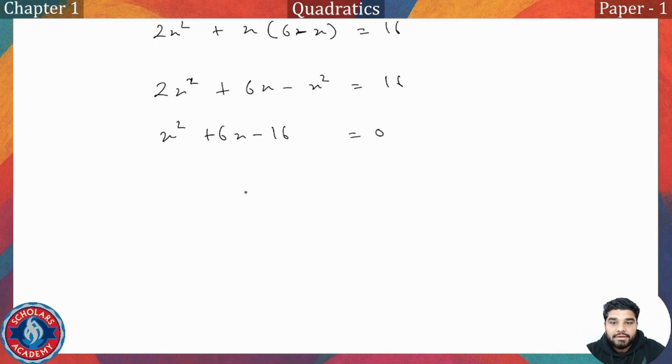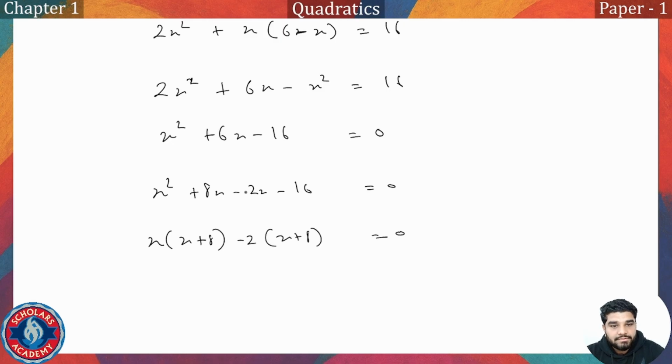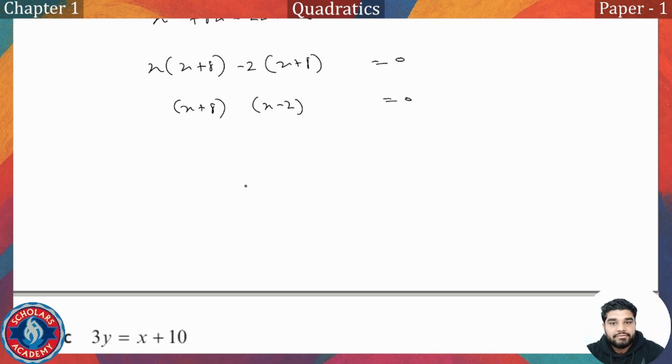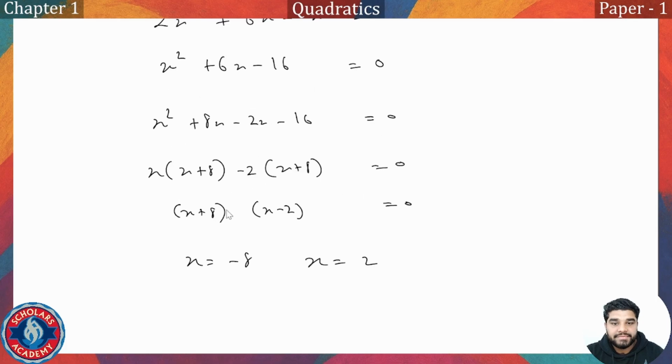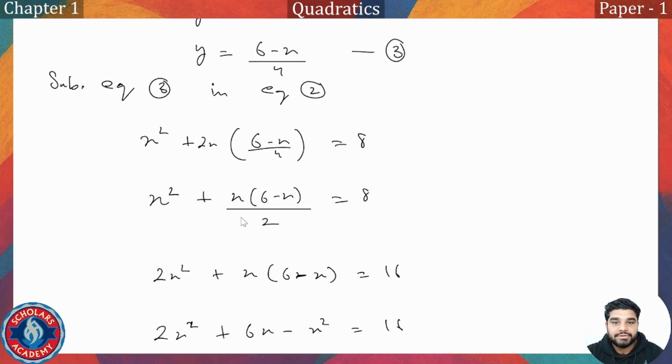So I can also factorize this. x square plus 8x minus 2x minus 16 is equal to 0. x times (x plus 8) minus 2 times (x plus 8) is equal to 0. (x plus 8)(x minus 2) is equal to 0. From here I get x is equal to negative 8 and x is equal to 2. These are the two values of x. x is equal to negative 8 and x is equal to 2.